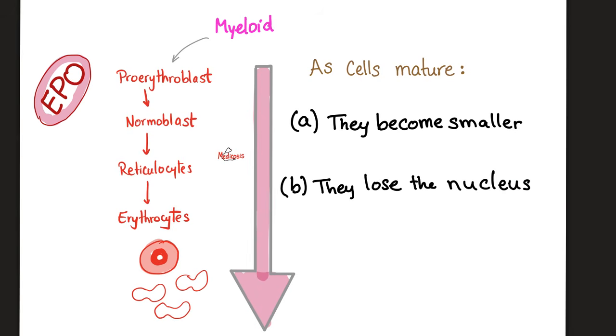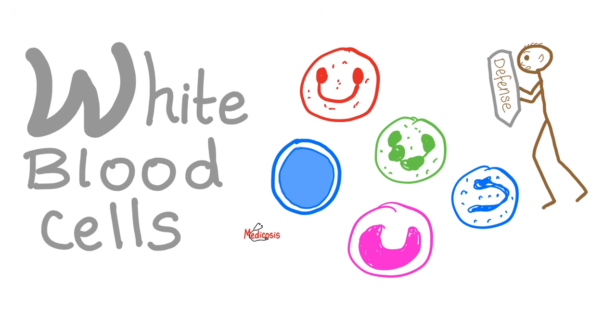Who makes my red blood cells? Bone marrow, especially myeloid stem cells. And then we go from here to here. The baby red blood cells are called reticulocytes. The mature ones are called erythrocytes or red blood cells. Who is stimulating this process? EPO.